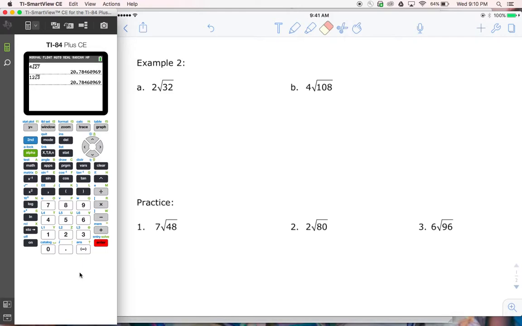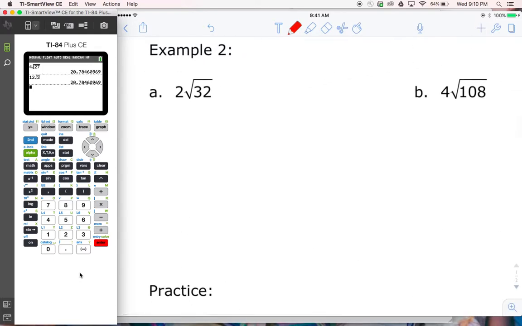Okay, example 2, here we go. These just involve a little bit more work, but it's the same process. So 32, not a perfect square. We go ahead and make our factor tree. Now remember, y'all, the 2 was given to me. I'm not worried about that right now.